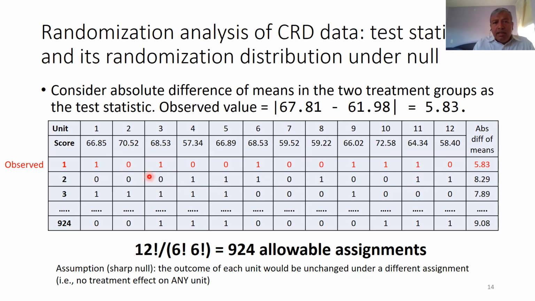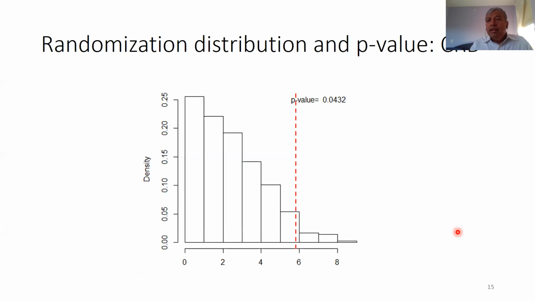So all I change is the assignment vector, and then I generate the absolute difference of means in the same way. And then I have 924 possibilities over here. That gives me the distribution of the test statistic under the null. The null here is that there is no treatment effect on any unit, which allows me to generate this distribution through these 924 possible vectors. Then I can create a histogram of these 924 possible values. And this is my observed value, from which I can calculate a p-value, which is something like 0.04. This is small, so I can conclude that I have strong evidence against the null hypothesis.